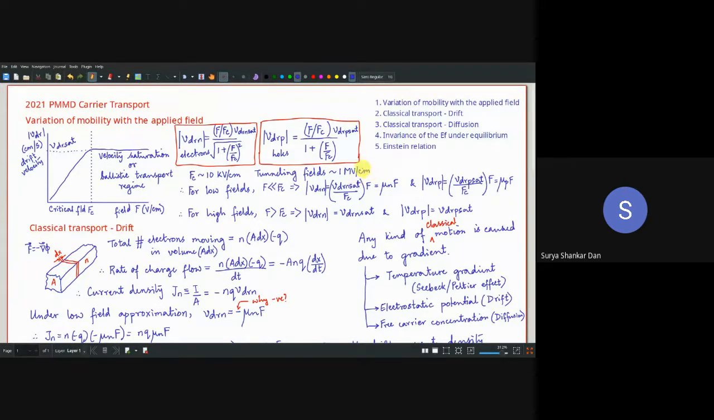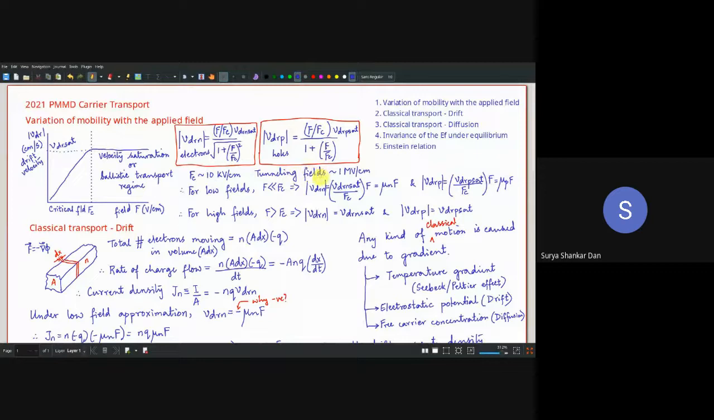Why is the order of the tunneling field important? 1 megavolt is how much? It is 10 to the power of 6 volts per centimeter, right? And what is this one over here? This is 10 to the power of 4 volts per centimeter. So why is this important?